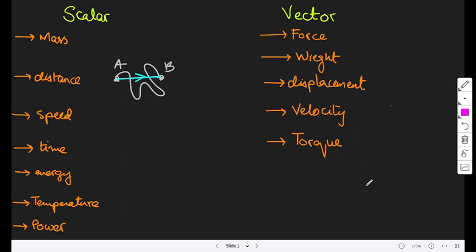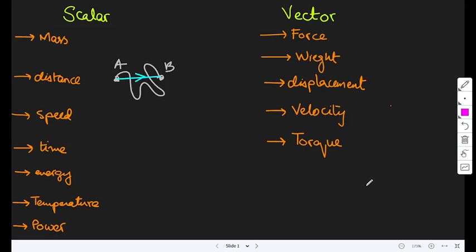So these are the basic physical quantities divided into scalar and vector, which will come across in this course. You may come across more scalar and vector quantities. You just have to remember a simple concept. Scalar quantities have no direction. Vector quantities have a direction.